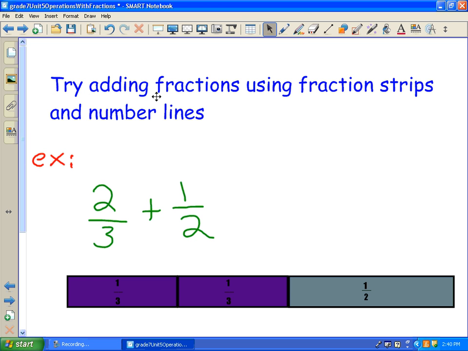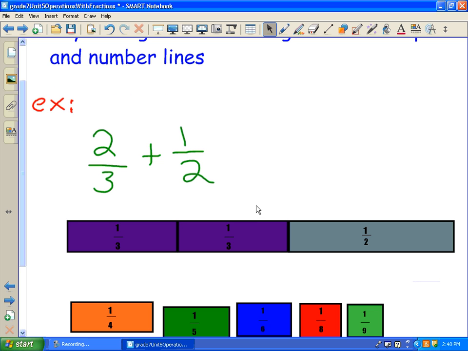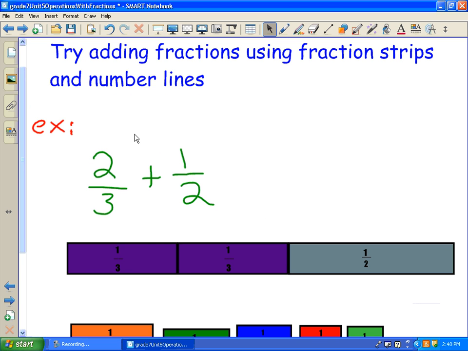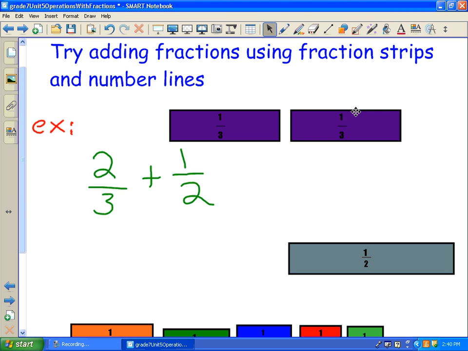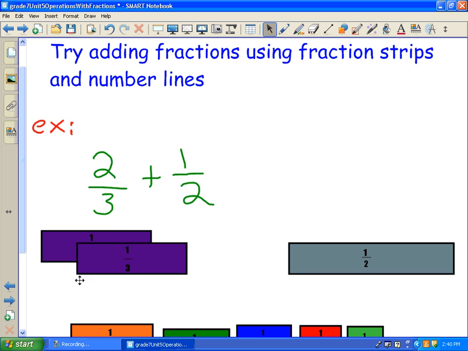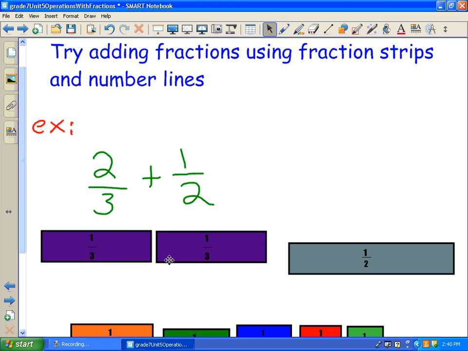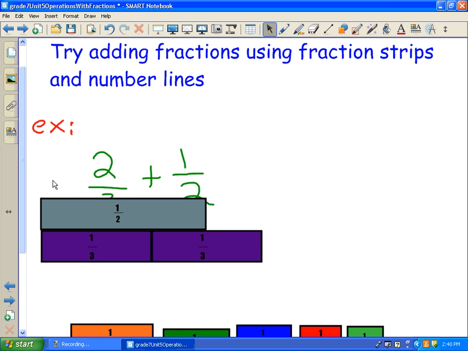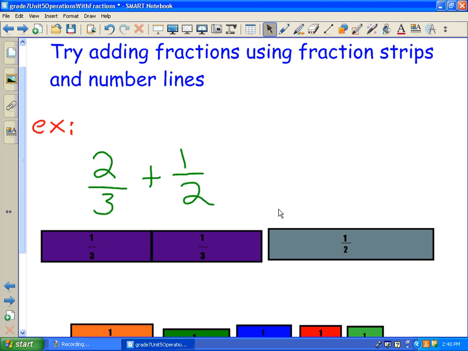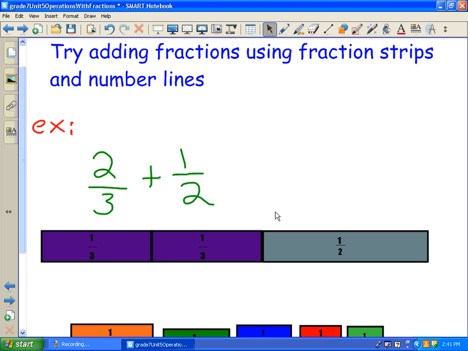Now we're going to try to add fractions using fraction strips and number lines. Here's what we're going to be given. We're going to be given 2 of the thirds. So here's 1/3, 2/3. I've got 2/3 put together, and then I'm going to add 1/2. So here's my half. Obviously it's smaller than 2/3. Now I have 2/3 plus 1/2.